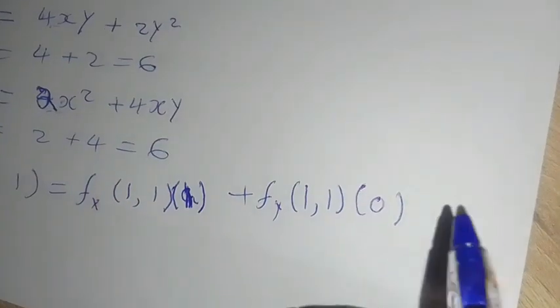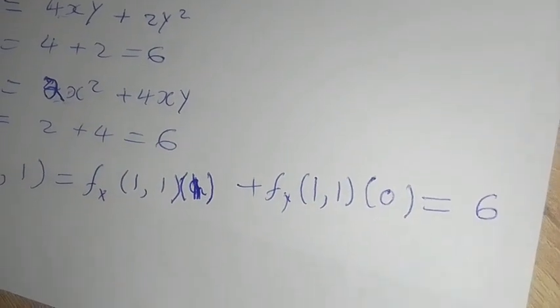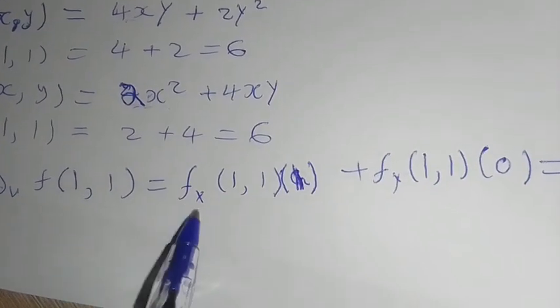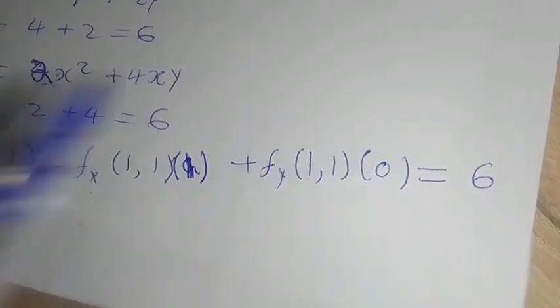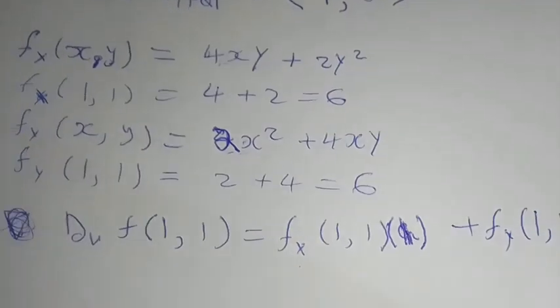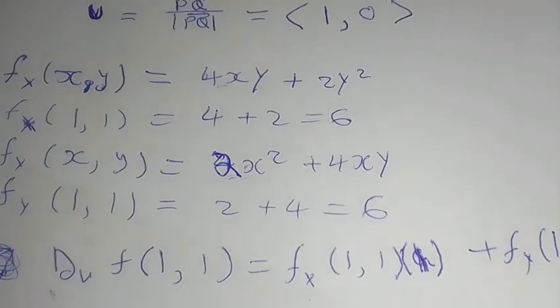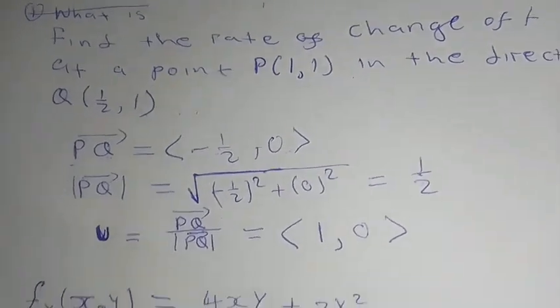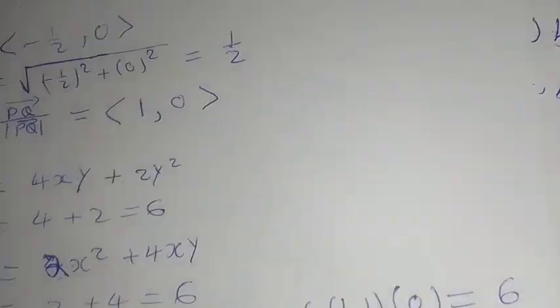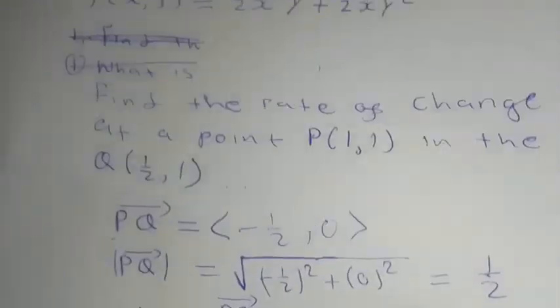So what's your directional derivative? It's just going to be 6, because this one is 6 times 1, which is 6. This one is just going to be 0 since we're multiplying everything by 0. So the derivative of f at the point (1, 1) in the direction of the unit vector is just going to be equal to 6. So we found the directional derivative in that direction.